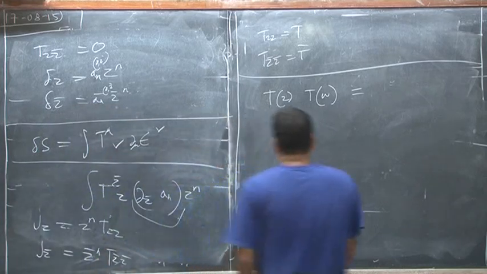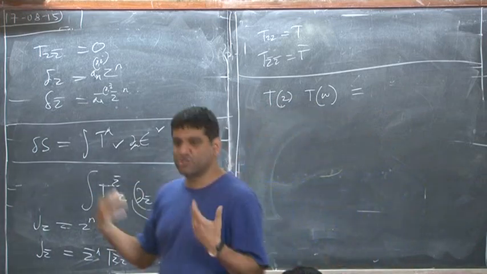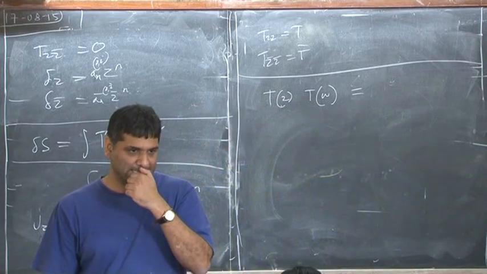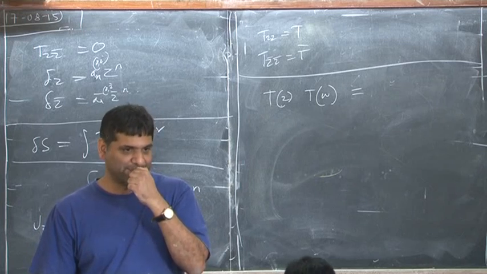Okay. Now, T is an operator with holomorphic dimension 2. And what do I mean by that? I should systematically introduce that.